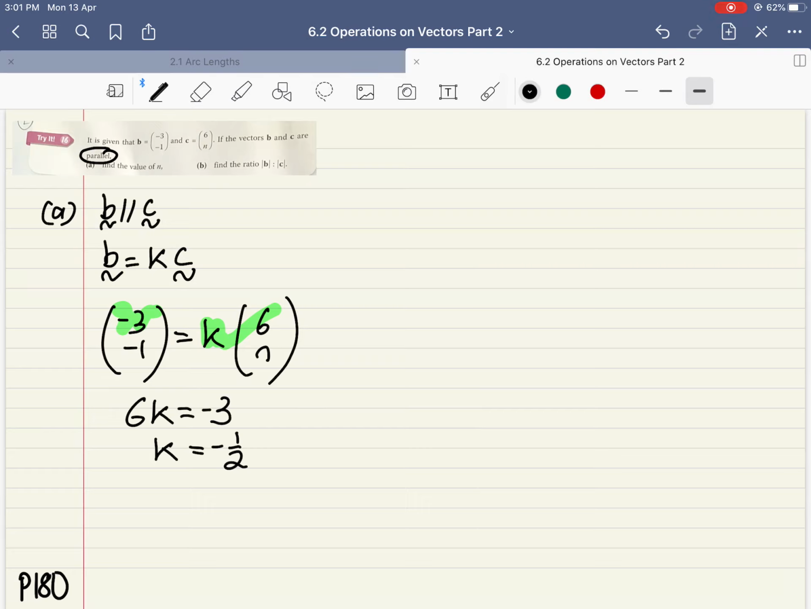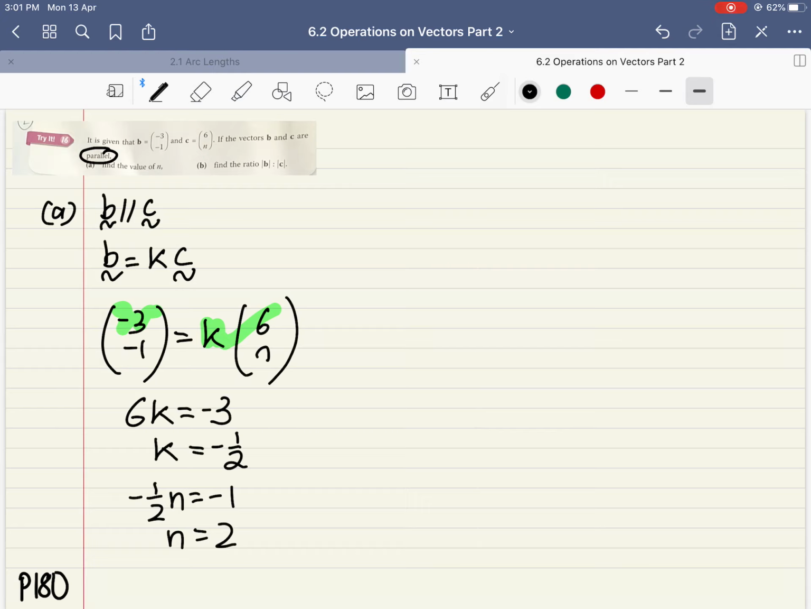Since I know that k value is negative half, now what I can do is work from here and here. I will say that negative half n equals negative 1. So my n value is simply equal to 2.